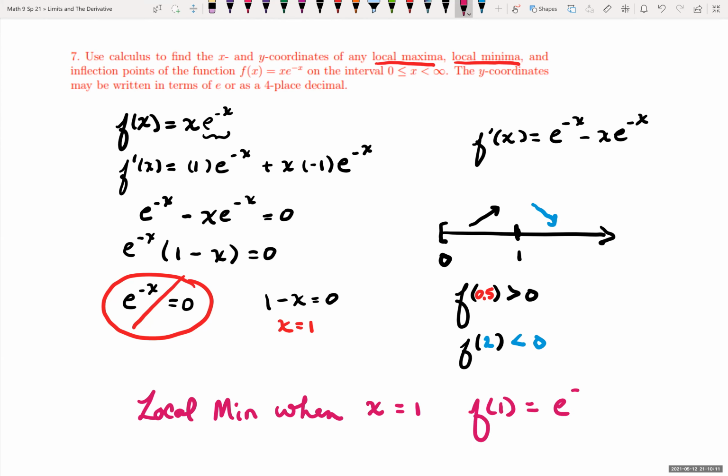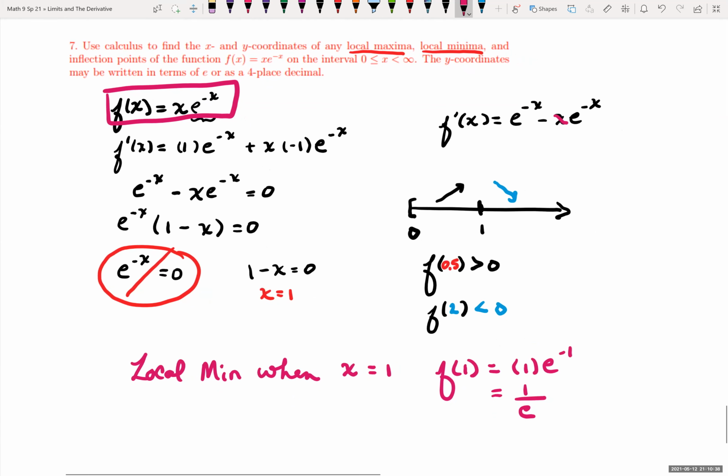I can find what that value is by evaluating f of 1. It told me I can leave it as e. So this would be e to the negative 1 minus e to the negative 1. Plug in 1. Oh, actually, sorry, I need to plug that into my original function. So that's going to give me 1 times e to the negative 1, or 1 over e. So the value is 1 over e when x equals 1.